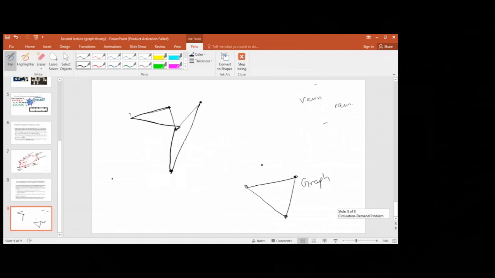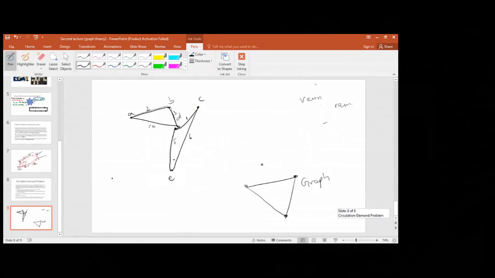A, B, C, D, E. Okay. If we move from A to B, A to E, for example, there is a length 2, length 3, length 10, length 5, length 6, and length 1. For example, if we move from A to E, we can move from A to B, B to D, and D to E.